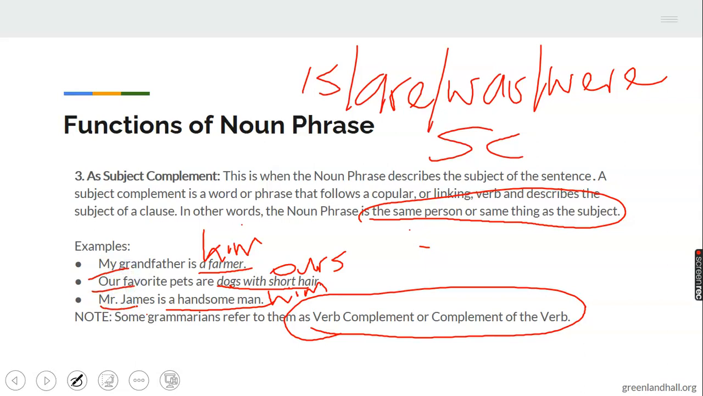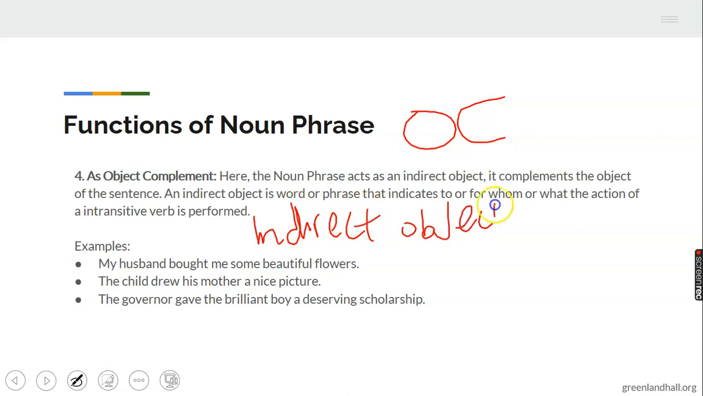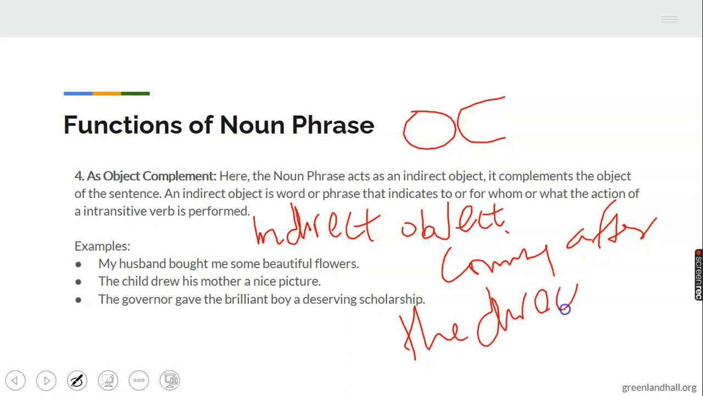Then, for a noun phrase to work as object complement, we call it OC. That is, it is working as an indirect object. Why? Because it is coming after the direct object. It is coming after what? The direct object. My husband bought me. This is direct object here. Me.